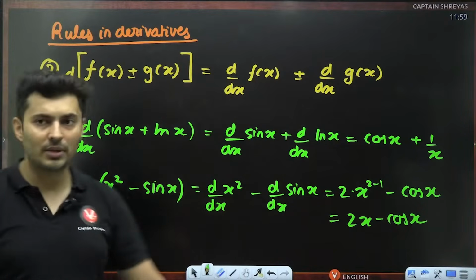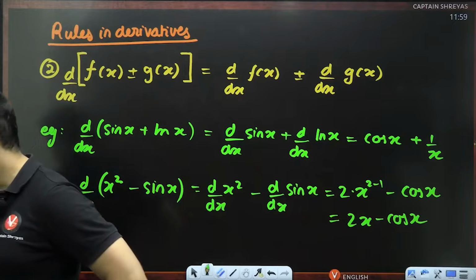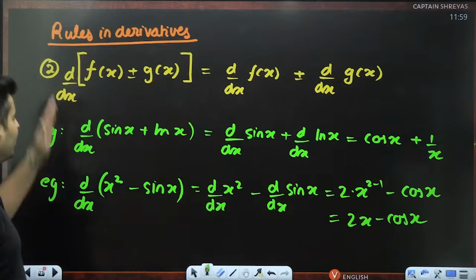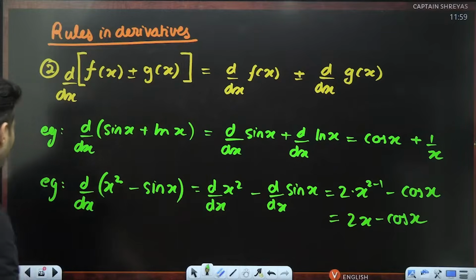Is that clear, my dear students? Very good. 2x minus cos of x. Perfecto. So this is how you use the addition subtraction rule.